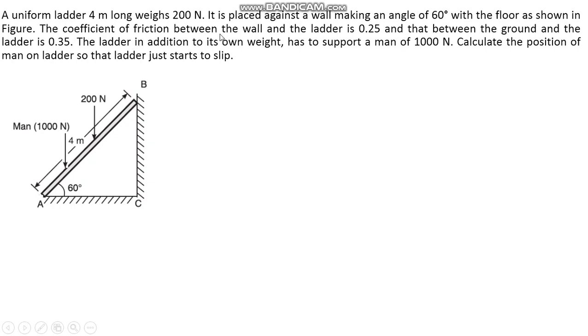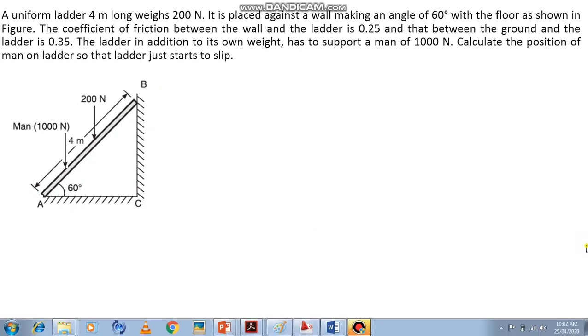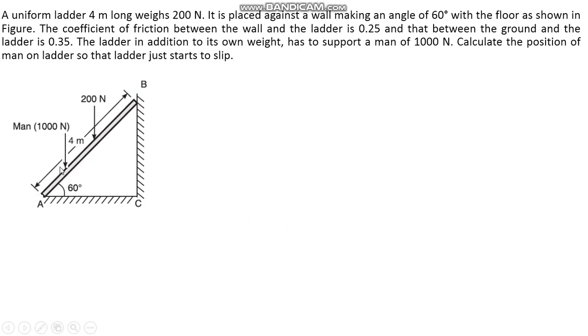The coefficient of friction between the wall and the ladder is 0.25, and that of the ground and the ladder is 0.35. The ladder, in addition to its own weight, has to support a man of 1000 Newton. Calculate the position of the man on the ladder so that the ladder just starts to slip. The main thing here is, as the man starts to climb, at what position the ladder starts to slip, you have to calculate.